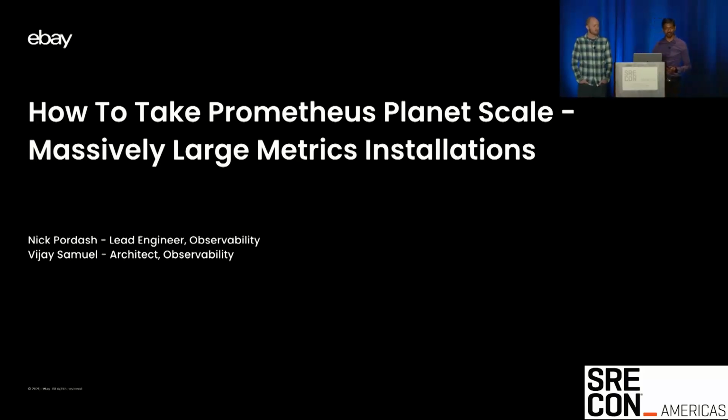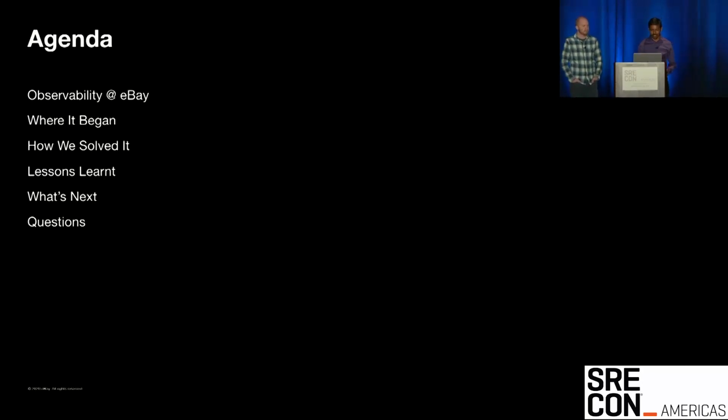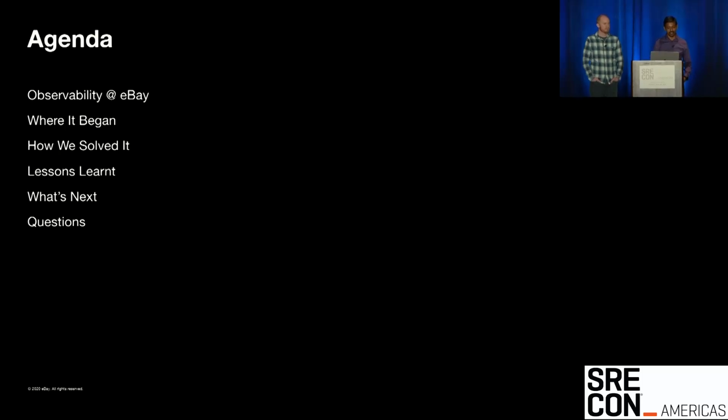For the next 40 or so minutes, let's talk about how to take Prometheus planet scale. This is our journey at eBay for running a massively large metrics installation. So from an agenda perspective, we look at what observability at eBay means, where our story began, how we solved the problem, some of the lessons we learned along the way, what are the things that we are thinking about next, and if time permits, let's do a few questions.